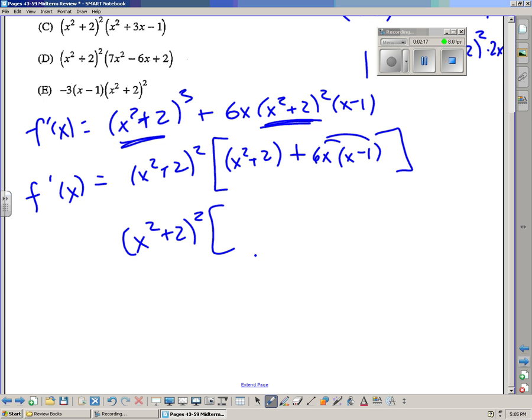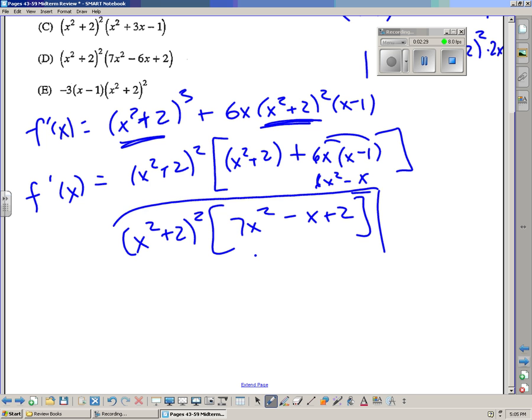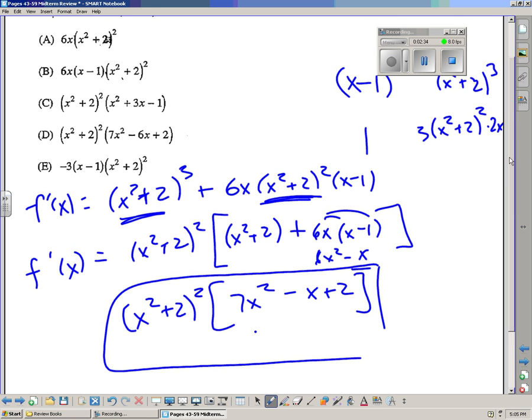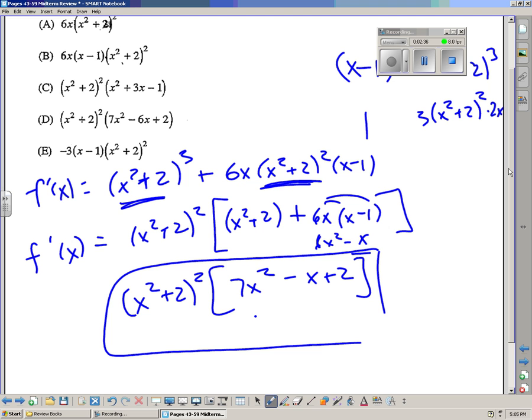If we distribute, we would get 6x squared minus 6x. x squared plus 6x squared is 7x squared. Minus 6x plus 2 ends up being that second factor. And that answer is choice nobody, because it's minus 6x, which makes this minus 6x there. Choice D is the answer.